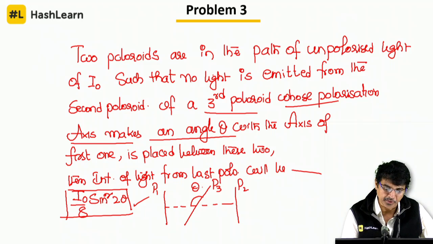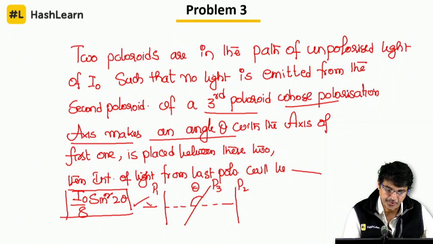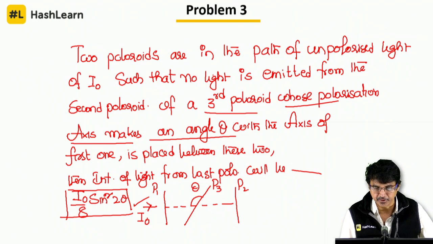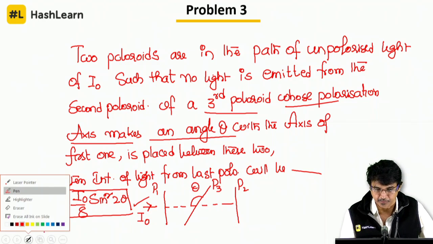Now, this is P1, the central one is P3 and the extreme right one is P2. Now, for the output of P1, they mentioned the intensity of the unpolarized light is I naught. Please, everyone should follow clearly. You are supposed to handle typical mind-blowing problems.